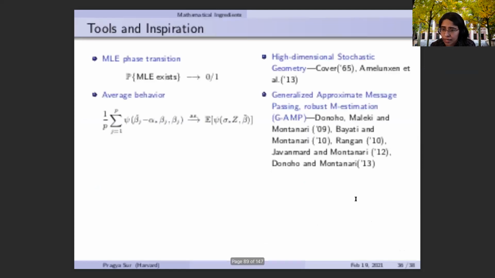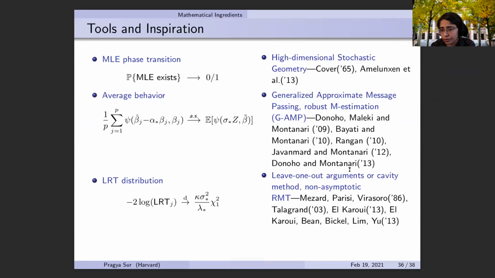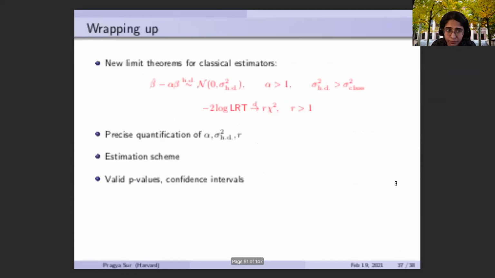We rely on mathematical ingredients from various different areas. The phase transition relies on stochastic geometry results. The LRT distribution and the MLE distribution rely on results coming from probability theory of statistical physics. And there have been lots of works in all of these areas, which we were drawing upon.